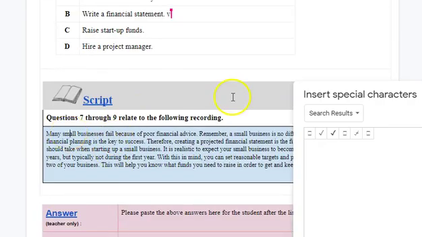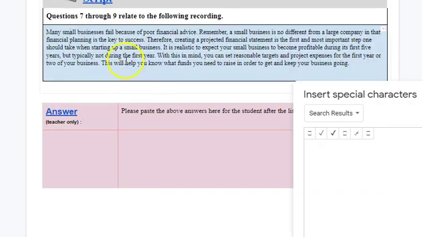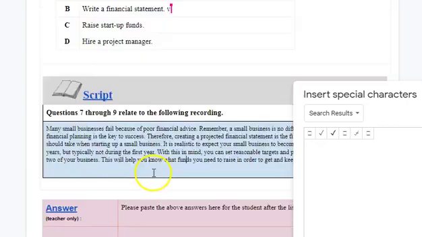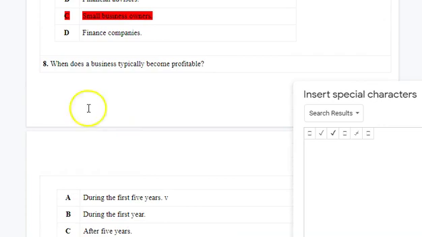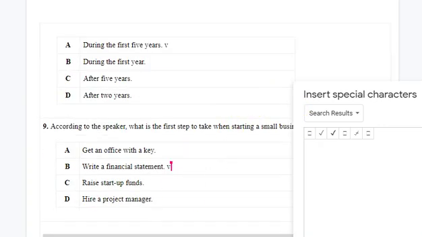So, for the first sentence, many small businesses fail because of poor financial advice. Okay, so it means that they're talking about or referring to the large companies. Their talk is directed at, or they're pointing out, the large companies. All right.